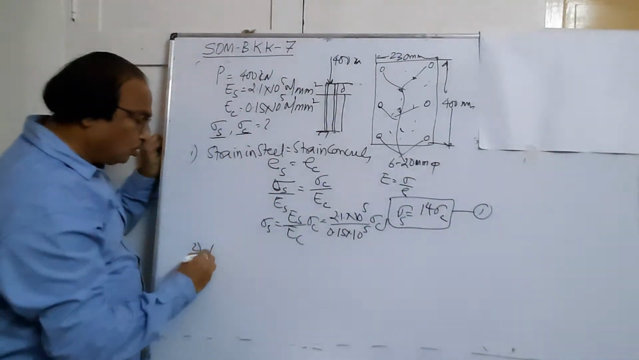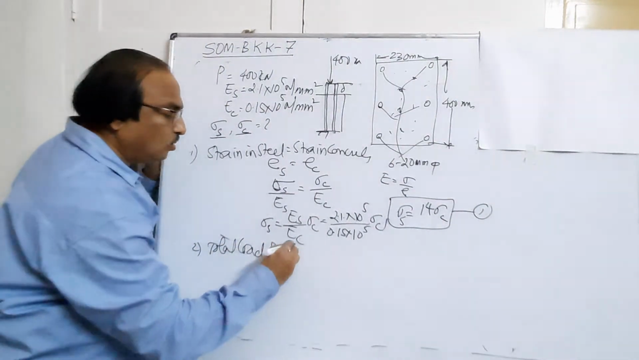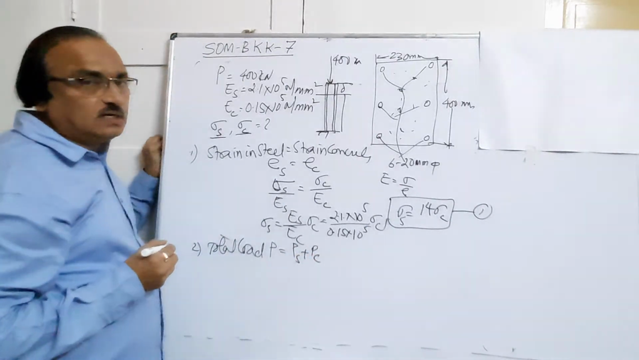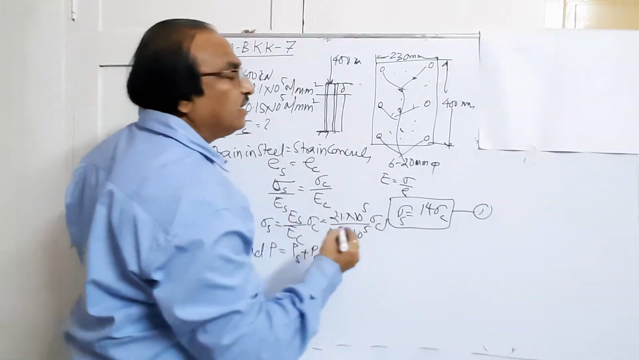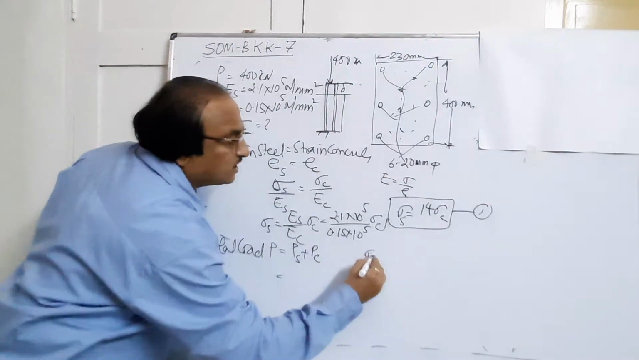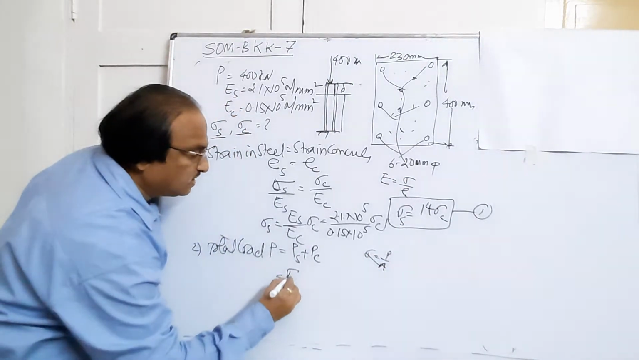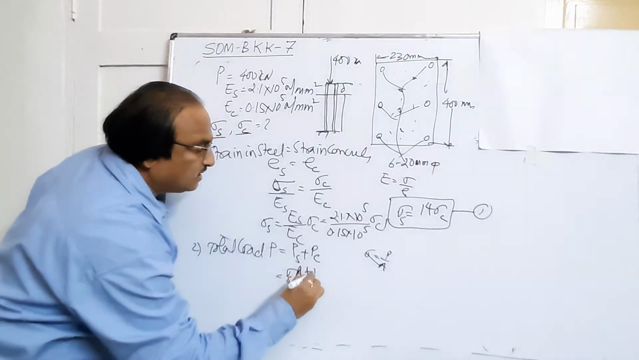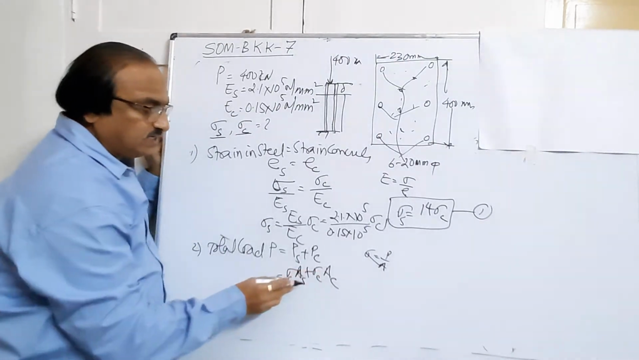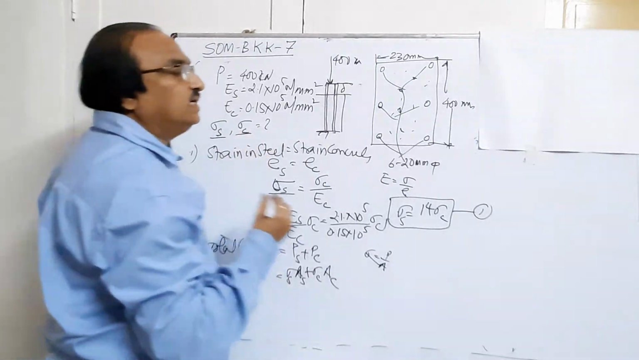The second condition will use total load. P is equal to load in steel plus load in concrete. Now we know stress is equal to load by area, so load will be stress into area. So it will be sigma S AS plus sigma C AC, where AS and AC are the area of steel and area of concrete. So we'll calculate here the area of steel and area of concrete.